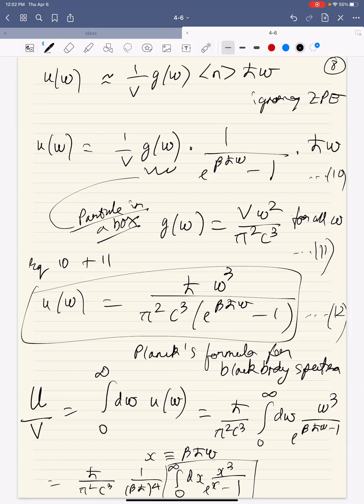Zeta function? That's a good guess. You're a smart guy. You're wise beyond your years. 134. Okay.